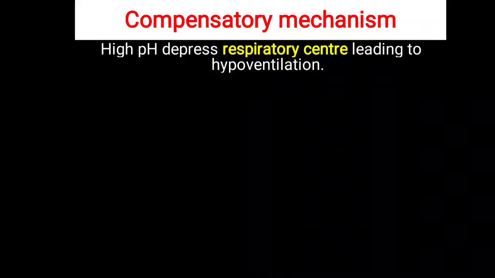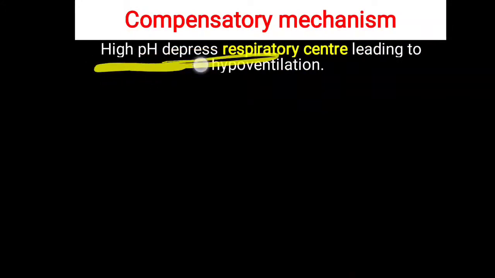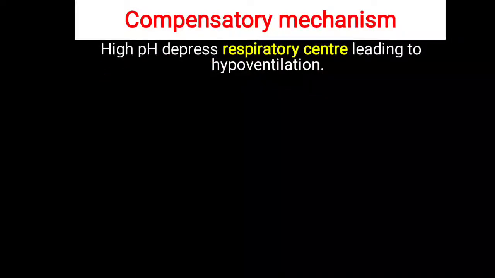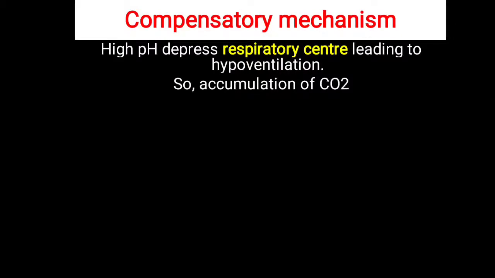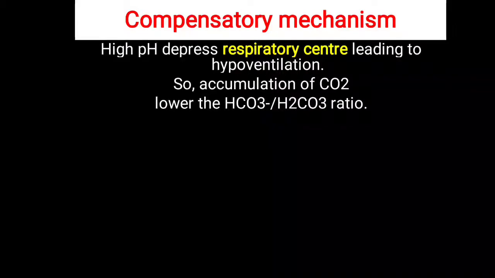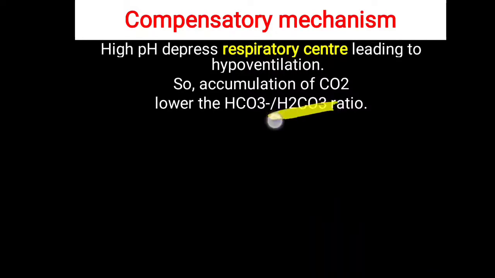Whenever there is a high pH, meaning alkalosis, with pH more than 7.45, like 7.46, 47, 48, that high pH will depress the respiratory center. Due to the depression of the respiratory center, respiratory rate and depth will decrease, leading to hypoventilation. More and more carbon dioxide will accumulate, and carbonic acid formation will increase. When the carbonic acid level increases, the ratio of base upon acid will be lowered. As the denominator is increasing, the overall ratio will decrease, and that decreased ratio is ultimately targeted to maintain the pH around 7.4.